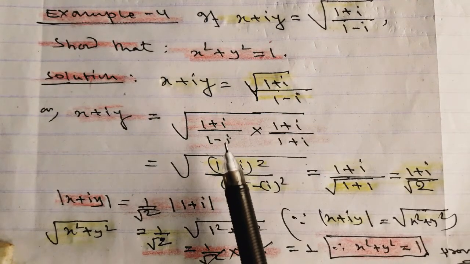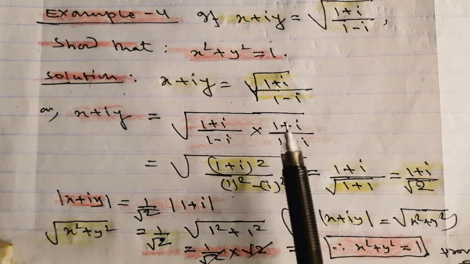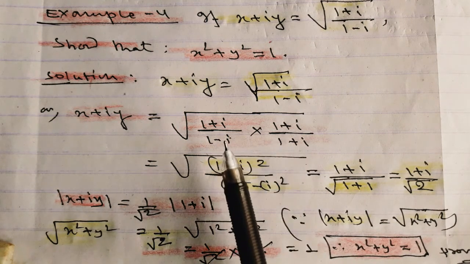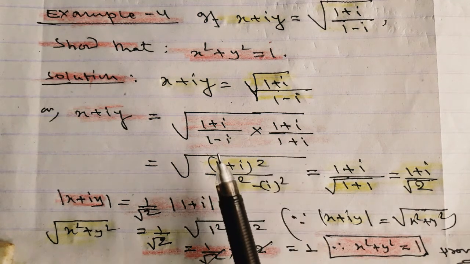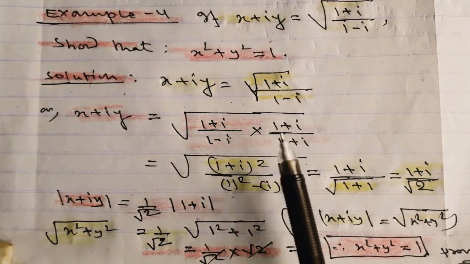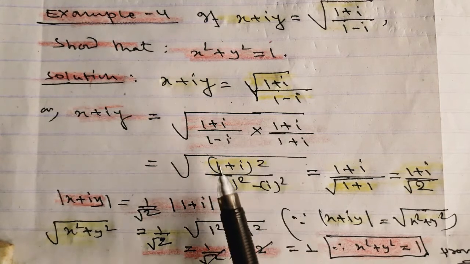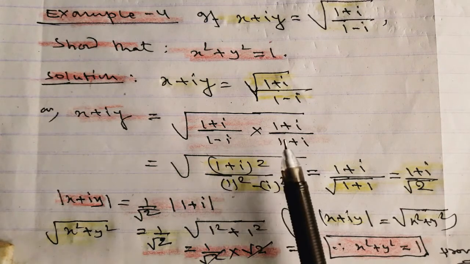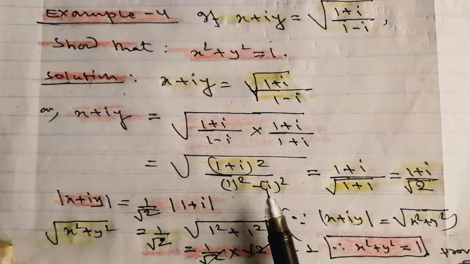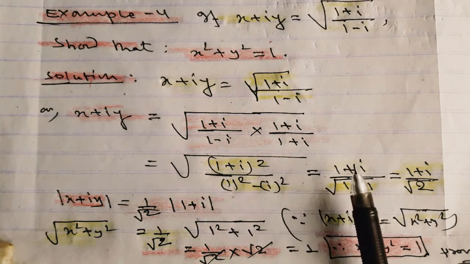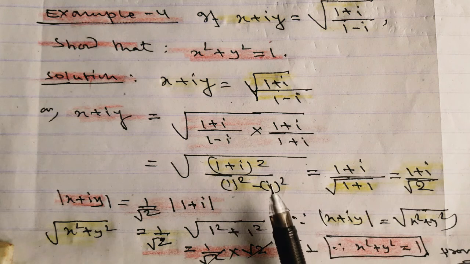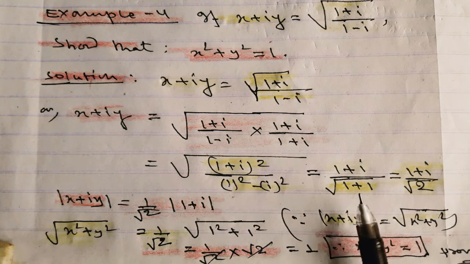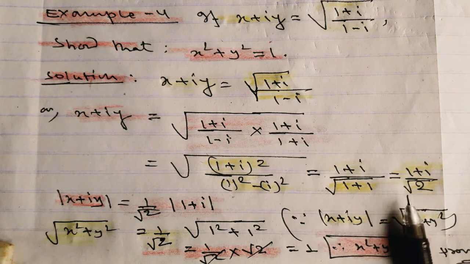So first step, we are going to multiply by the conjugate of the denominator. 1 minus i is the denominator. The conjugate of 1 minus i is 1 plus i. So dividing and multiplying by the conjugate of 1 minus i. 1 plus i into 1 plus i will give 1 plus i whole square. Using a plus b and a minus b, that means we'll get a square minus b square. Square and root will cancel. We get 1 plus i. 1 square means 1. i square value is minus 1. Minus minus plus 1. We get 1 plus i by root 2.